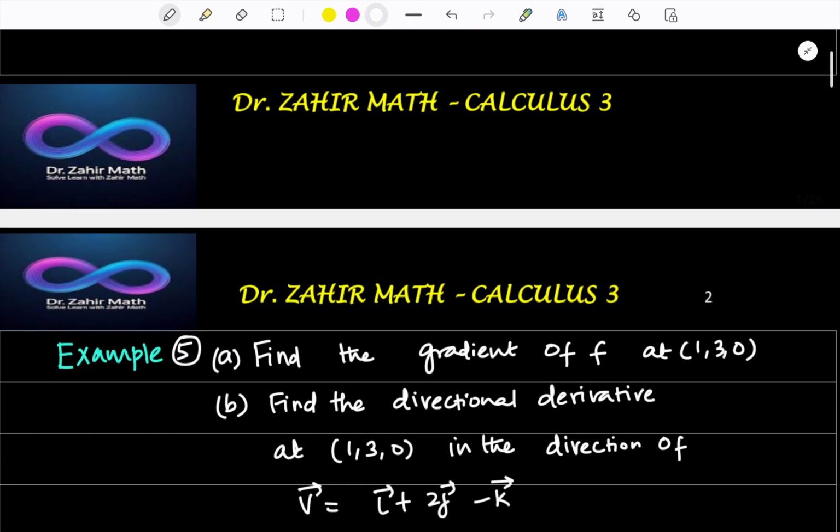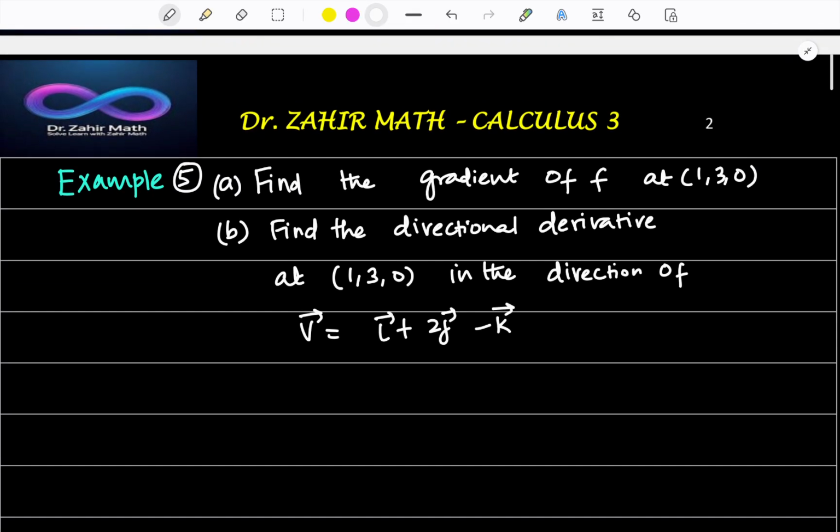Let's go to the first question. Find the gradient of f at the point (1, 3, 0) and find the directional derivative at (1, 3, 0) in the direction of v equals i plus 2j minus k. The function is missing, so let me take the function. F is equal to x sine yz. This is the function. Let's start the solution.